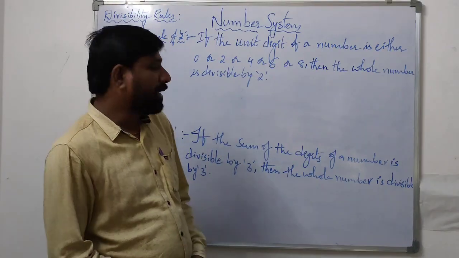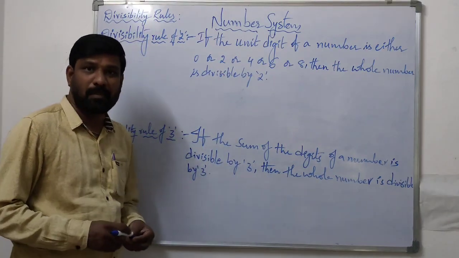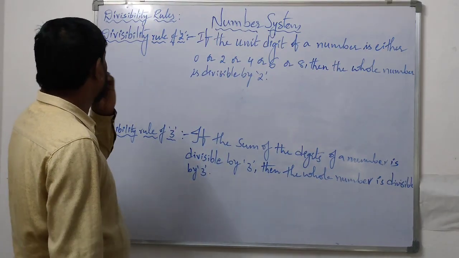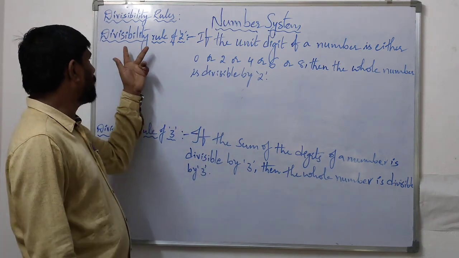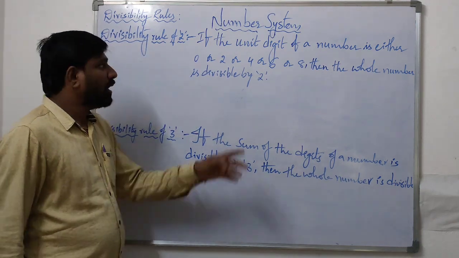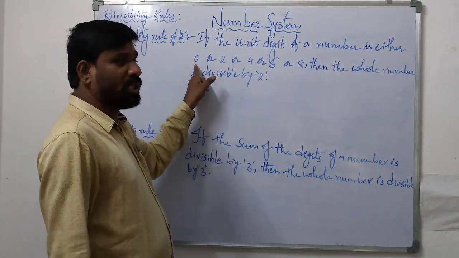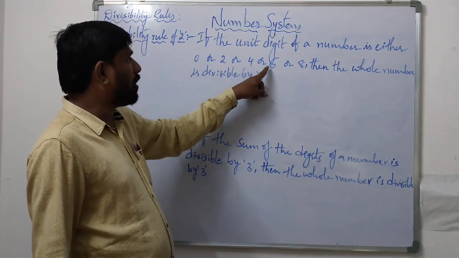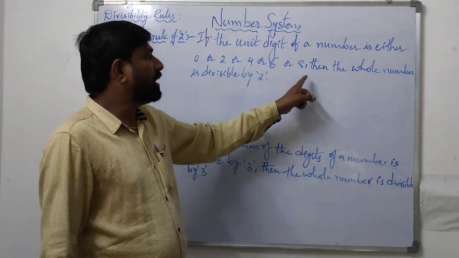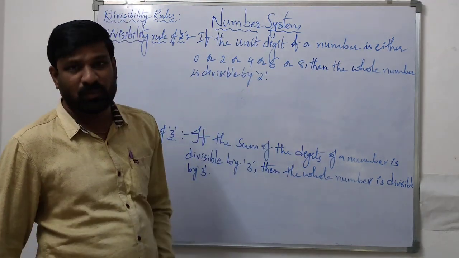Okay. Right. Next, divisibility rules. Let us see the first divisibility rule, of 2. What is the divisibility rule for 2? If the unit digit of a number is either 0 or 2 or 4 or 6 or 8, then the whole number is divisible by 2.